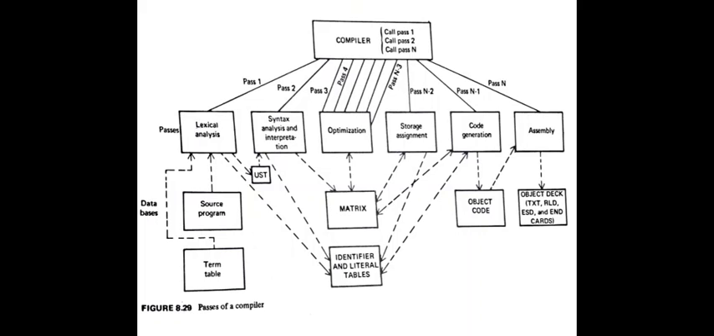And pass N-2 refers to your storage assignment. From the matrix and the storage assignment, the data will be used. And this storage assignment refers to the identifier and literal tables also. Pass N-1, that is the last but one pass, works with your code generation phase, wherein it is going to use the matrix as well as identifier and literal tables as databases there.